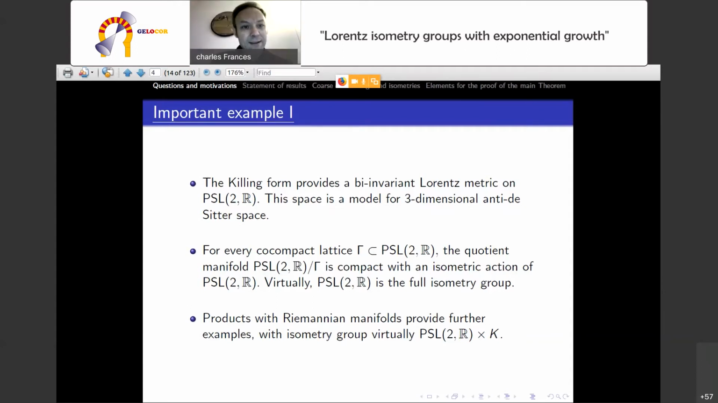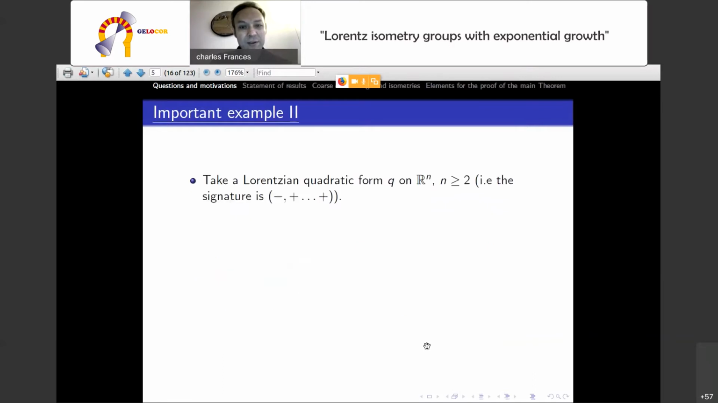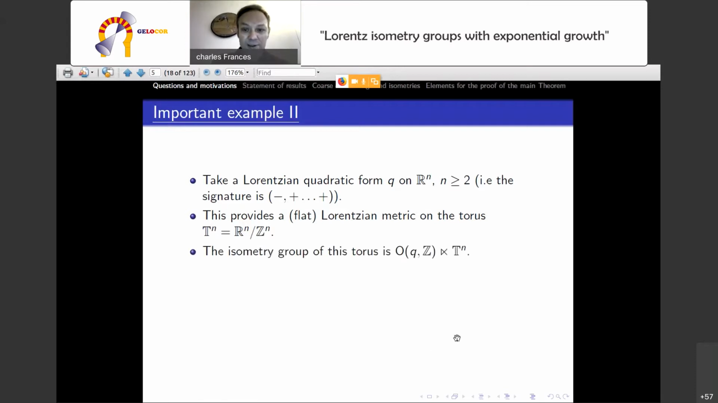And the second class is obtained this way. You take a quadratic form Q of Lorentz signature on R^n, and you see it as a flat Lorentzian metric. Then you take the quotient by translations. You get a flat Lorentz torus. What is the isometry group of this torus? It's just the isometries of your Minkowski space which normalize the subgroup of translations, Z^n.